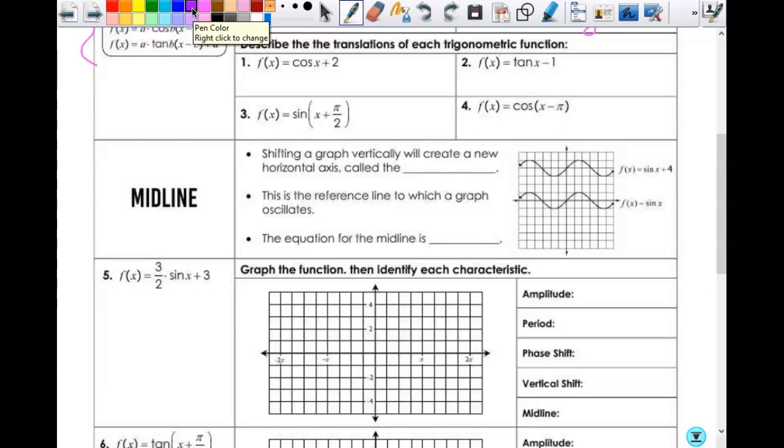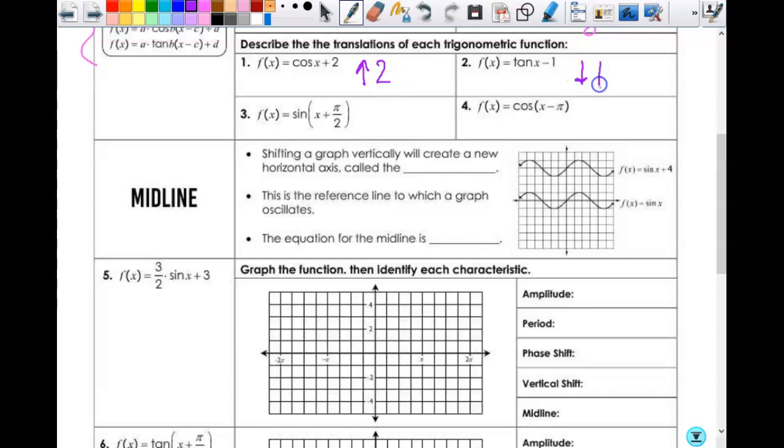Okay, so then number one, describe the translation. So I have cosine of x plus 2. So what do you think is happening there? Up 2, because if it was left or right, then that would have to be in parentheses. Like I'd have to add the 2 before I took the cosine, right? So that means that this one is up 2. So this one is what?